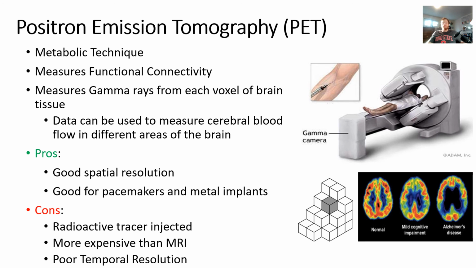Positron emission tomographies, PET scans, are a metabolic technique that measures functional connectivity, and these measure gamma waves from each voxel of brain tissue, and the data can be used to measure cerebral blood flow in different areas of the brain. Pros are PET scans have good spatial resolution and are good for pacemakers and metal implants because they wouldn't be able to use fMRIs or MRIs. However, a radioactive tracer must be injected, and it's more expensive than an MRI, as well as having poor temporal resolution.